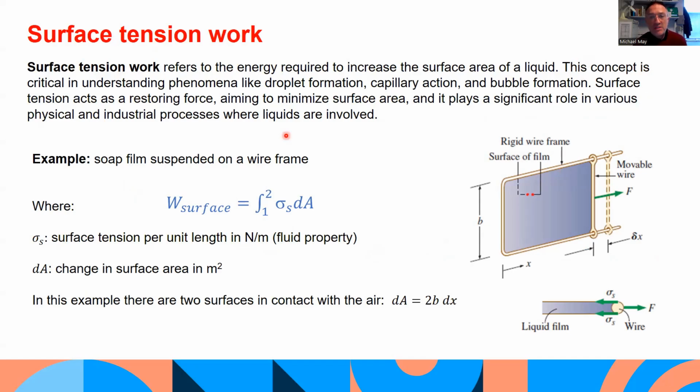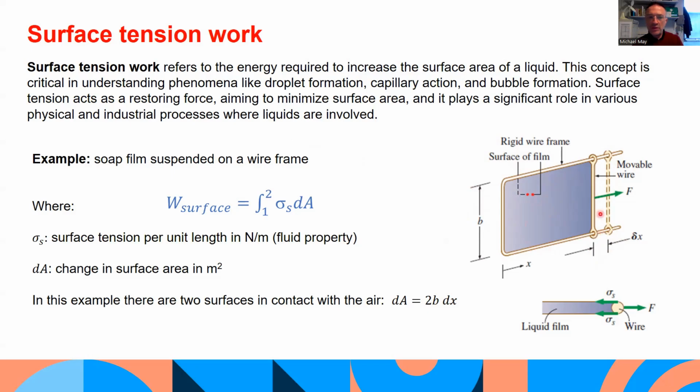So it could be pharmaceutical industries, developing detergents and soaps and things. It could be the drinks industry and so on. So simple example here, soap film suspended on a wire frame. So what we have here is we've got a wire frame. One side of it's movable, and then we have this soapy film. And we want to know what the work done is on actually stretching that film of soapy liquid.